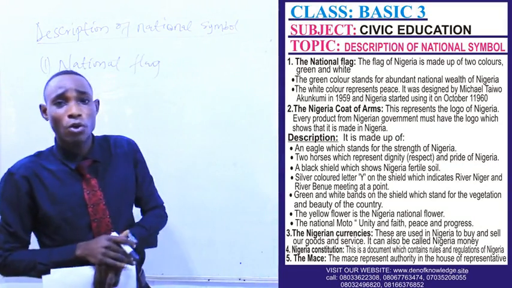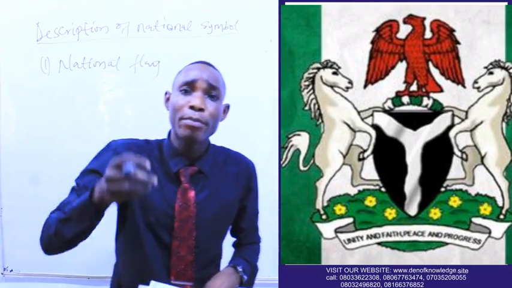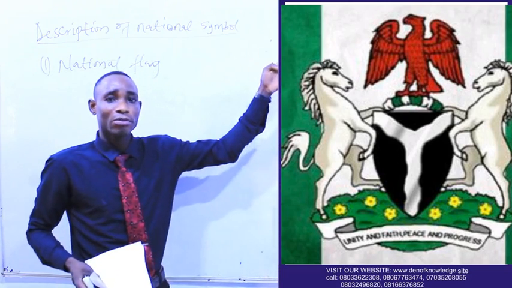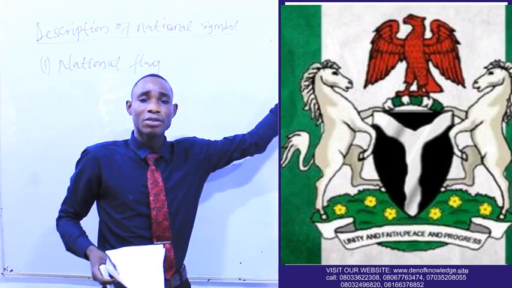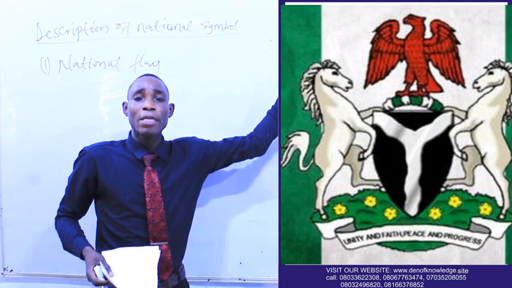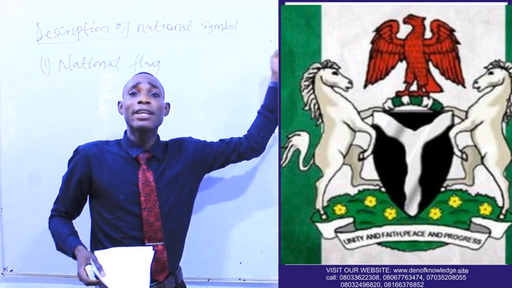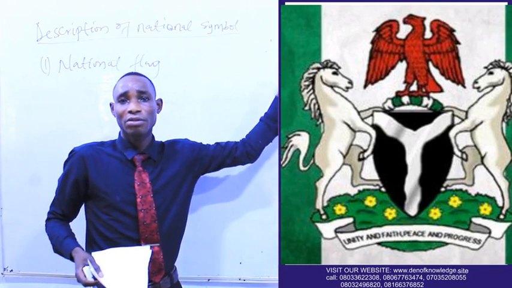Next is the Nigerian coat of arms. The Nigerian coat of arms represents the Nigerian logo. You can see it on the screen, how it looks. It's the Nigerian logo, which means every Nigerian government product must have the logo.